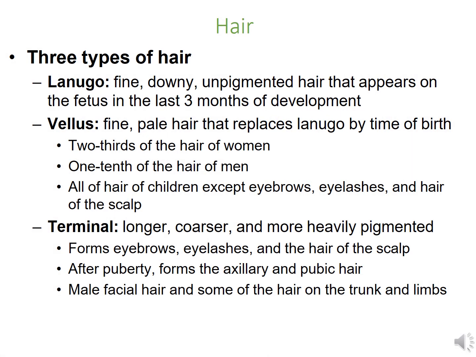Hair. Three types of hair: lanugo, fine, downy, unpigmented hair that appears on the fetus in the last 3 months of development; vellus, fine, pale hair that replaces lanugo by the time of birth, making up two-thirds of the hair of women, one-tenth the hair of men, and all of the hair of children except eyebrows, eyelashes, and hair of the scalp; terminal, longer, coarser, and more heavily pigmented hair that forms eyebrows, eyelashes, and the hair of the scalp, and after puberty forms the axillary and pubic hair, male facial hair, and some of the hair on the trunk and limbs.